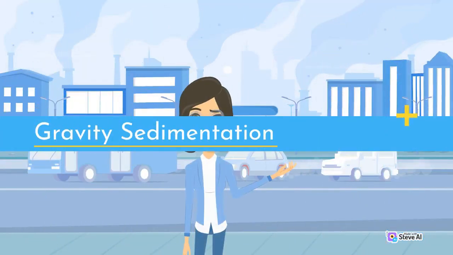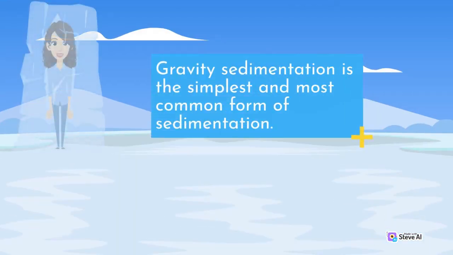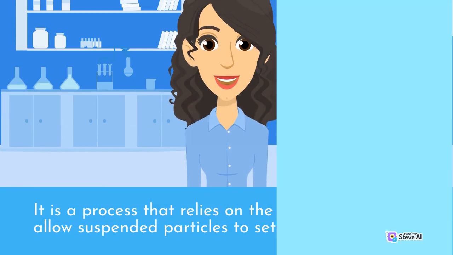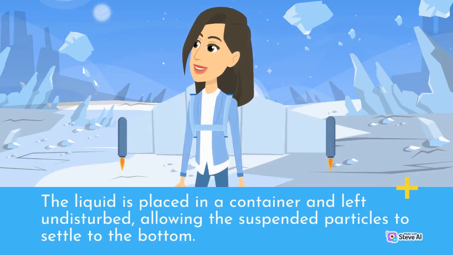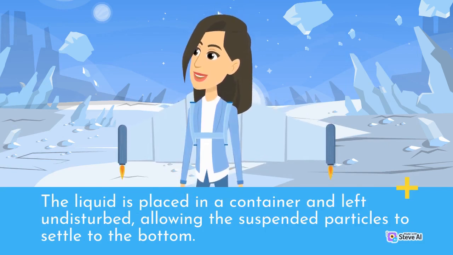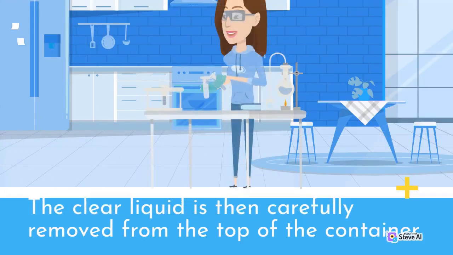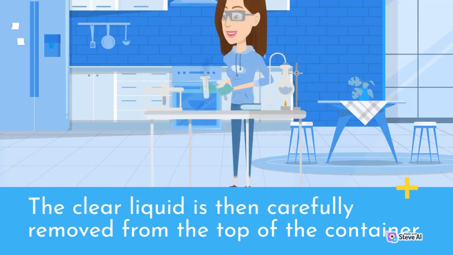Gravity sedimentation. Gravity sedimentation is the simplest and most common form of sedimentation. It is a process that relies on the force of gravity to allow suspended particles to settle out of a liquid. The liquid is placed in a container and left undisturbed, allowing the suspended particles to settle to the bottom. The clear liquid is then carefully removed from the top of the container.